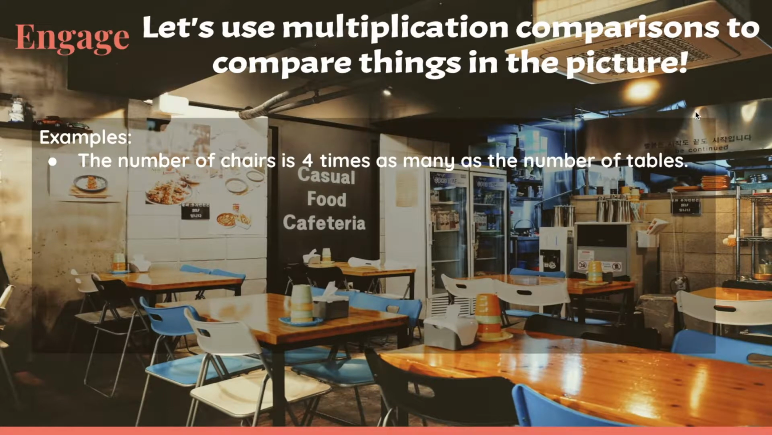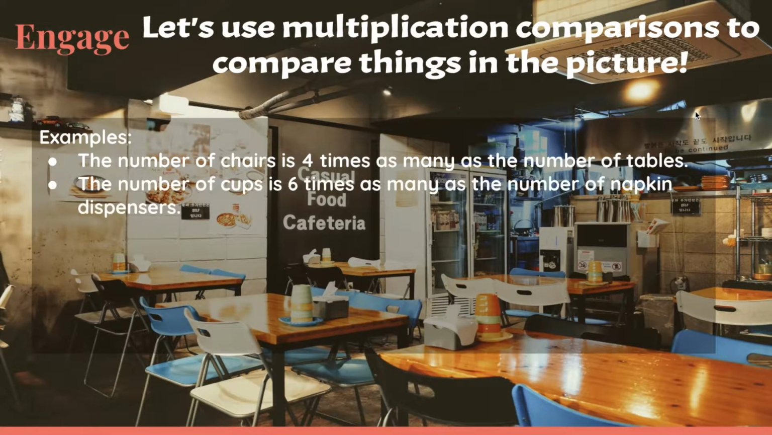I see another one. The number of cups is 6 times as many as the number of napkin dispensers. Next to every napkin dispenser is 6 cups. 1, 2, 3, 4, 5, 6. Napkin dispenser, 6 cups. Oh yeah, I'm good at this game.